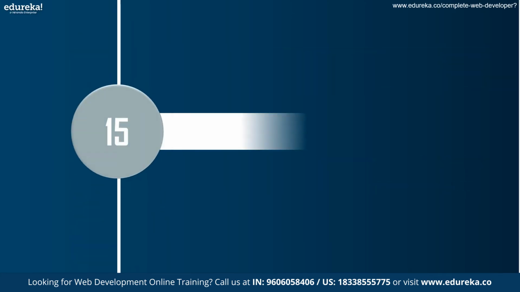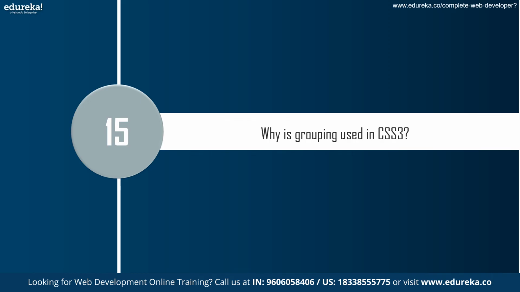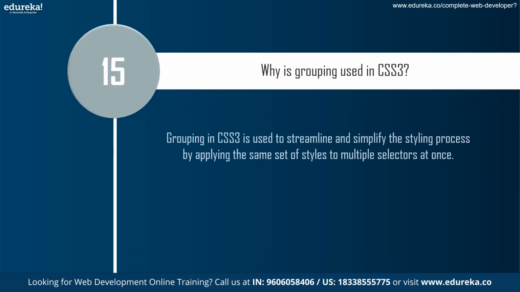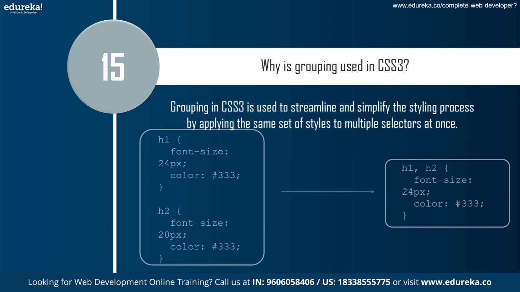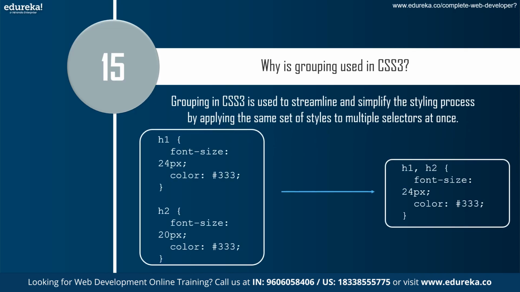Moving on to the 15th question, why is grouping used in CSS3? Grouping in CSS3 is used to streamline and simplify the styling process by applying the same set of styles to multiple selectors at once. It allows you to define styles for different elements that share common styling attributes without repeating the same declaration for each individual selector. Over here, you can see this example in the following code.